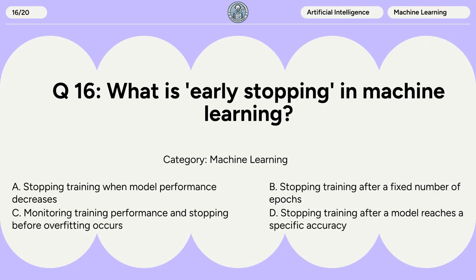Question 16. What is early stopping in machine learning? A. Stopping training when model performance decreases. B. Stopping training after a fixed number of epochs. C. Monitoring training performance and stopping before overfitting occurs. D. Stopping training after a model reaches a specific accuracy.